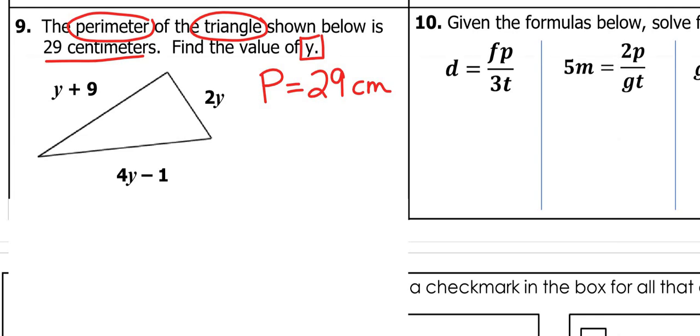Perimeter means all the sides added together. So since it's a triangle, I have 3 sides. 1, 2, 3. This is an equation. Perimeter and the 3 sides added will provide an equation where I can solve for y. So let's start thinking about where I could plug things in. Well, let's start thinking about P. In this case, they provide the perimeter. So the perimeter in this example is 29.